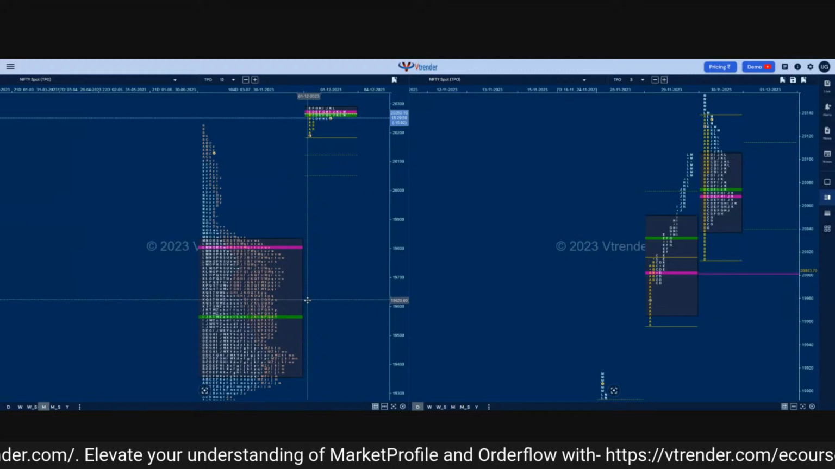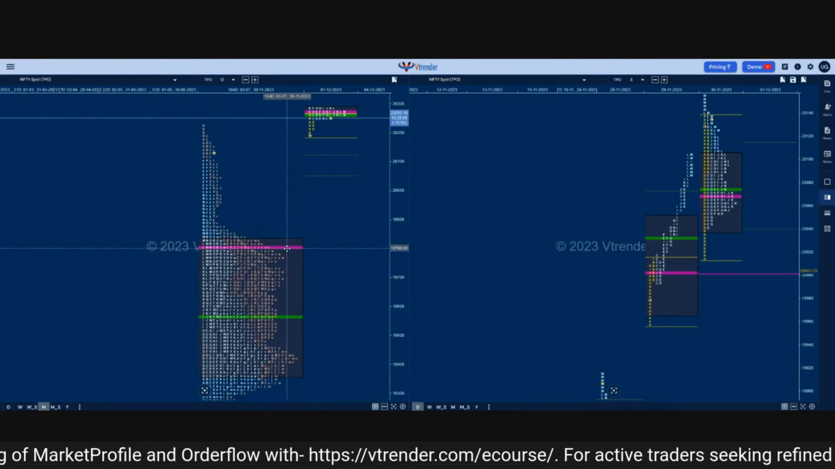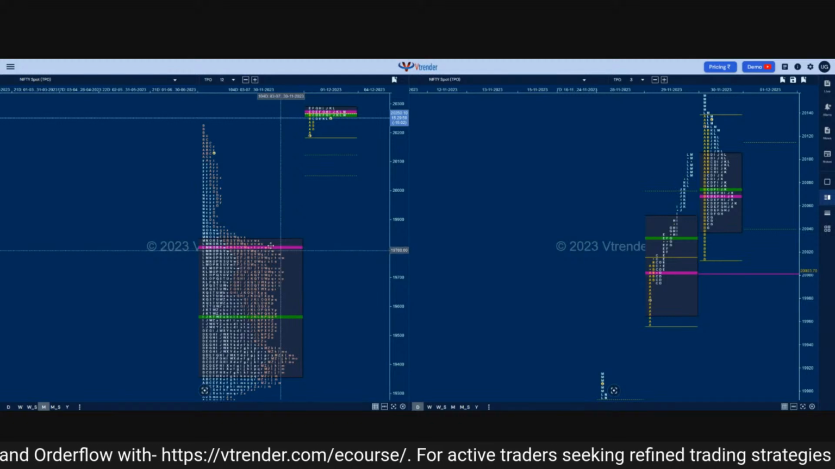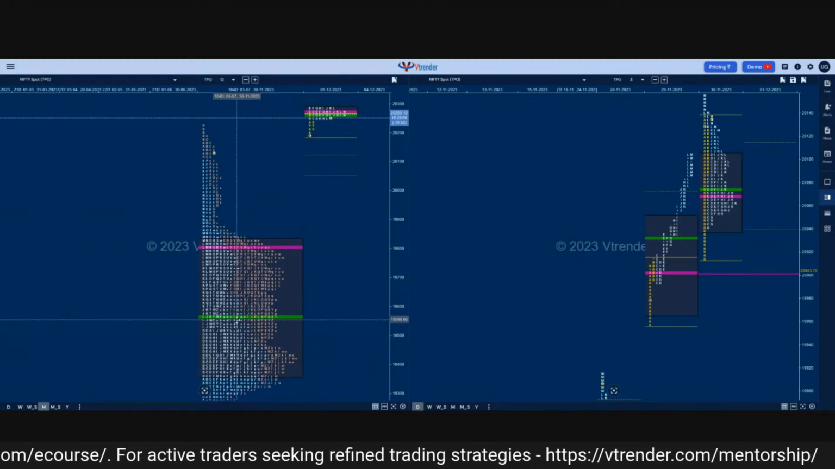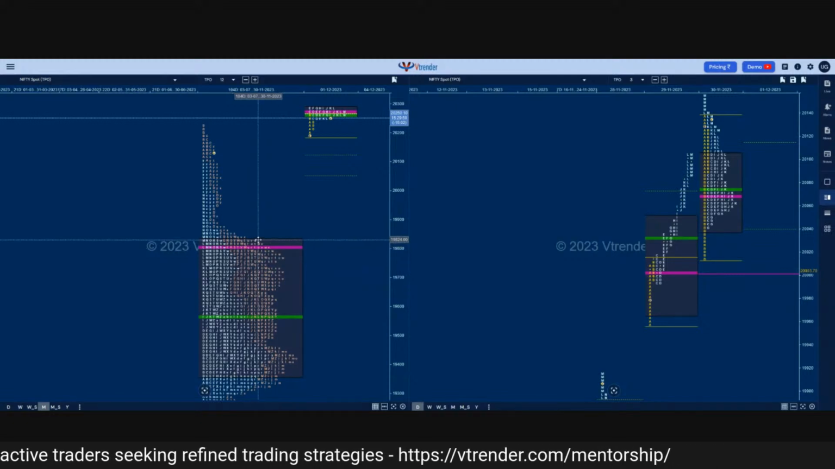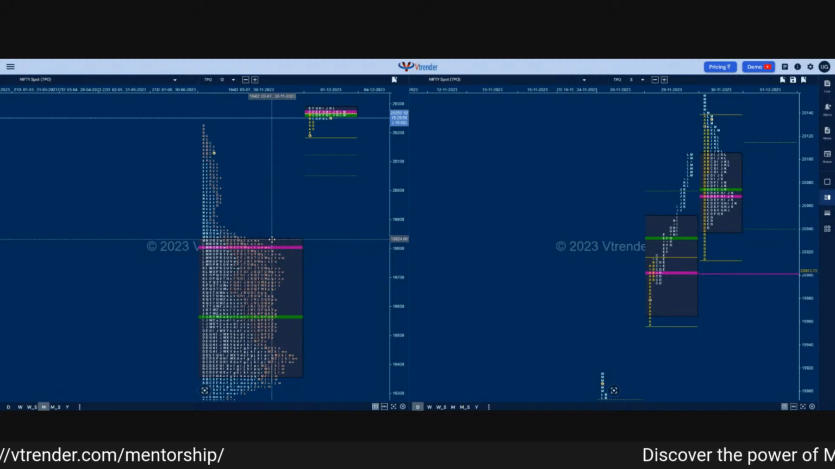But we have two very important references out of this, which is the FA and the POC of November, which is at 19,800. And then we have this composite 5-month balance now, where the auction has moved away from. So this will be our swing stop loss to remain long biased for the month of December.